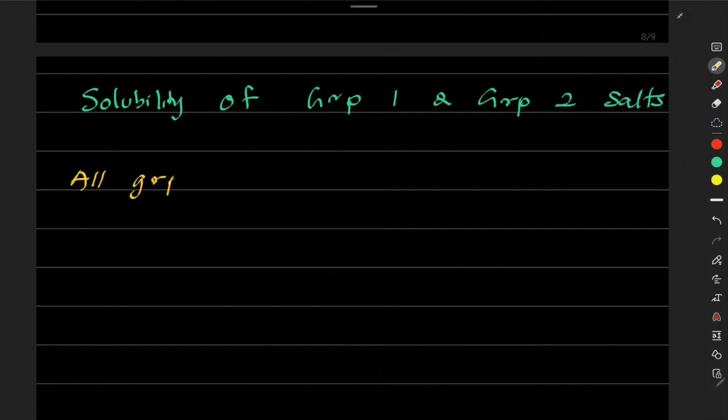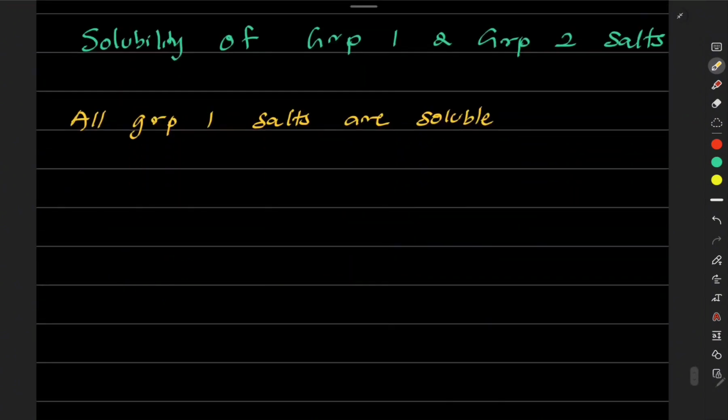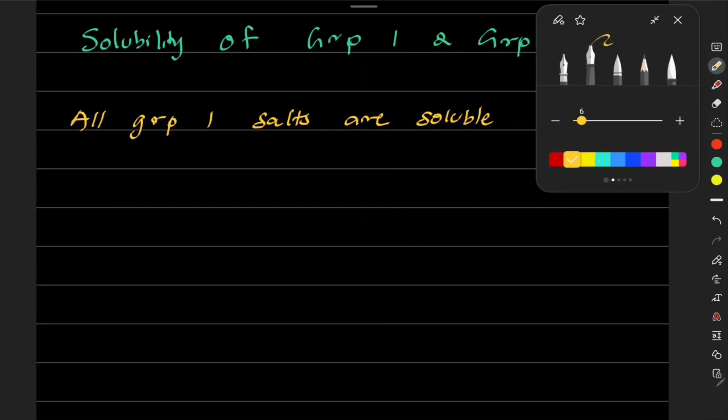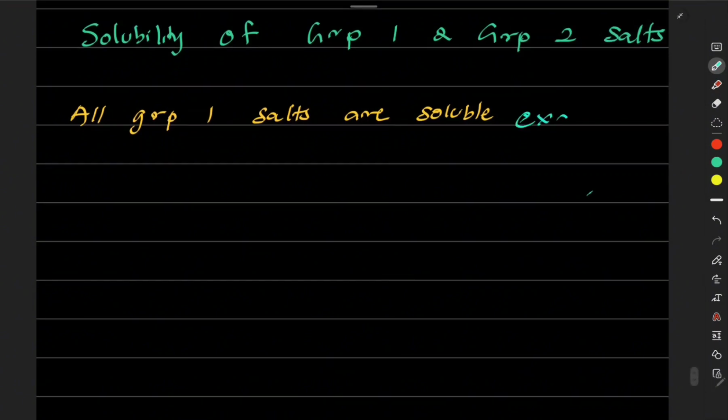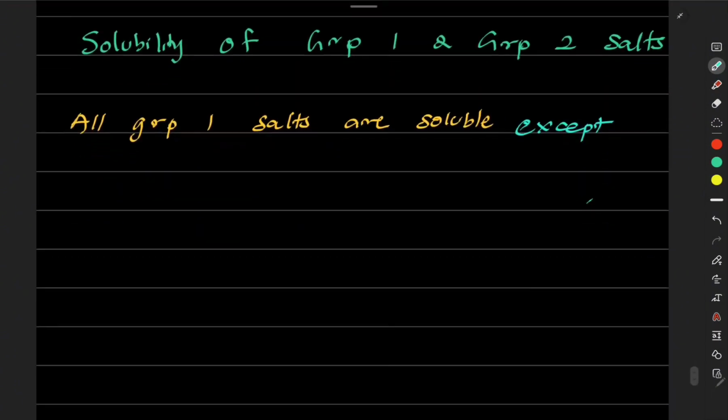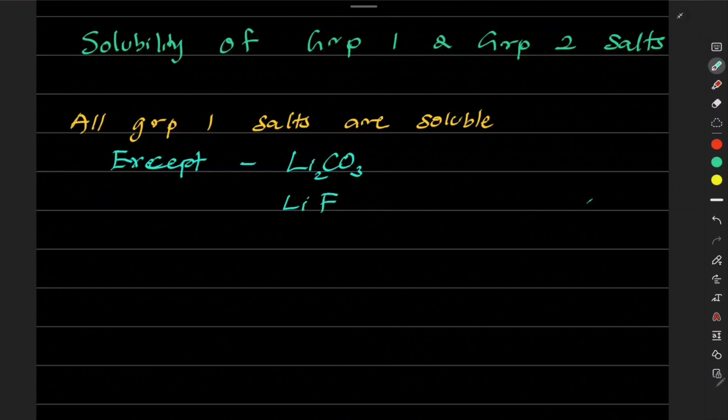All group 1 salts are soluble except lithium carbonate, lithium fluoride and lithium phosphate.